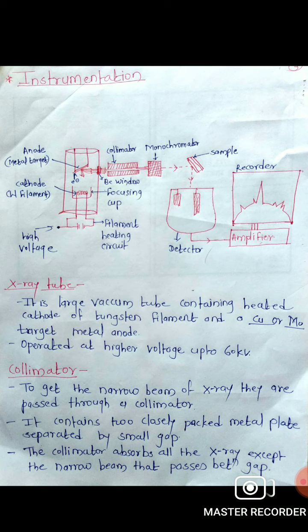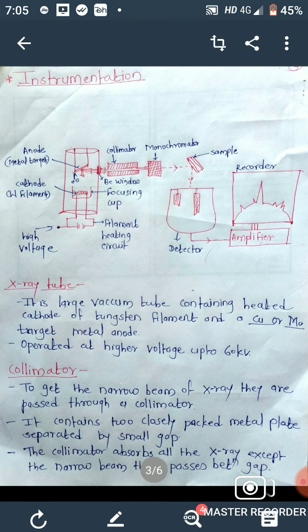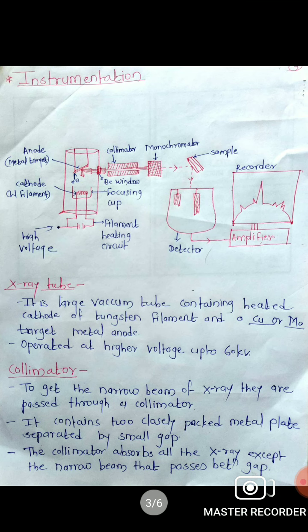This instrumentation is also useful for XRD, X-ray absorption and fluorescence. Only the application method is different. Components are the same. Today we see the components of the X-ray techniques, that is the X-ray diffraction method. This is the diagram given for the instrumentation for X-ray crystallography.